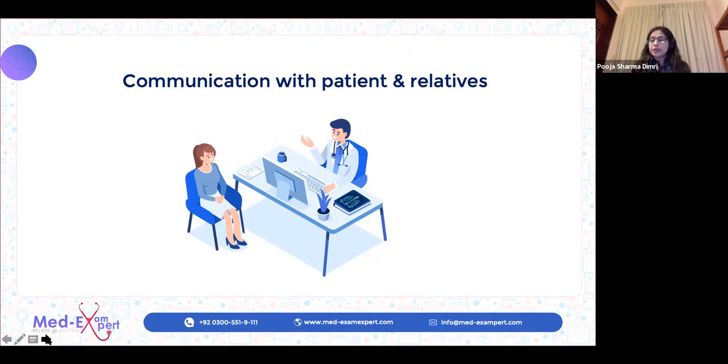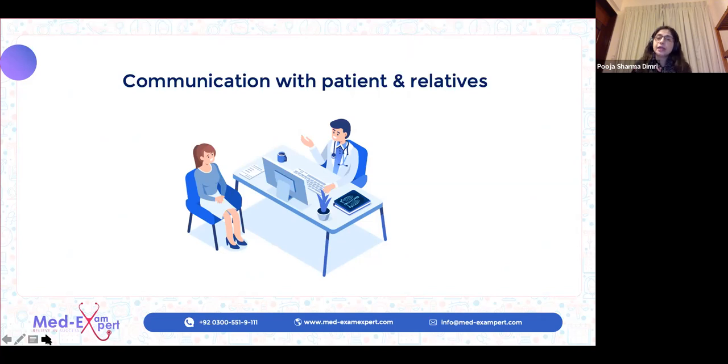After communication with patients, so communication with patients will involve a lot of things, and it includes not only the words that you speak, there is something called non-verbal communication, which will definitely be assessed by the clinical examiner, and also please remember the lay examiner.